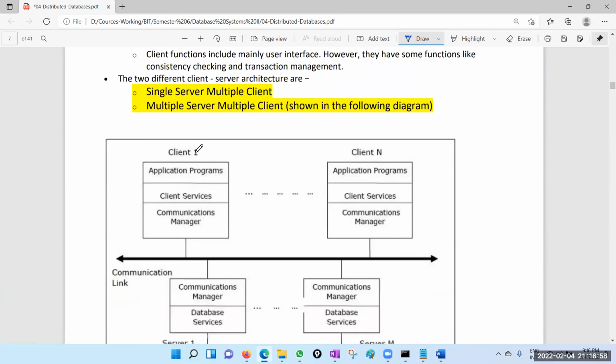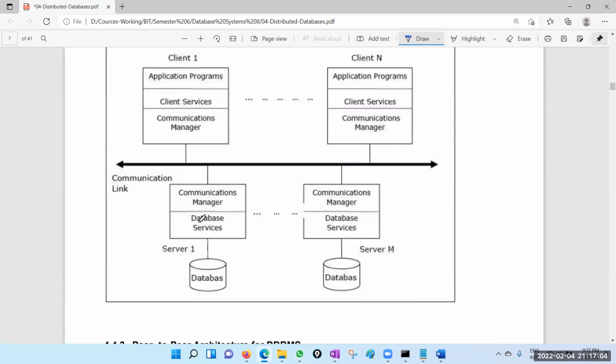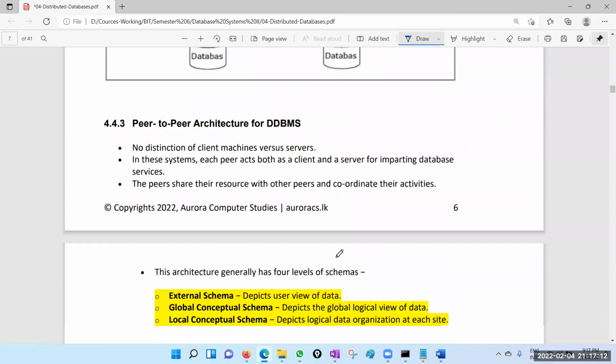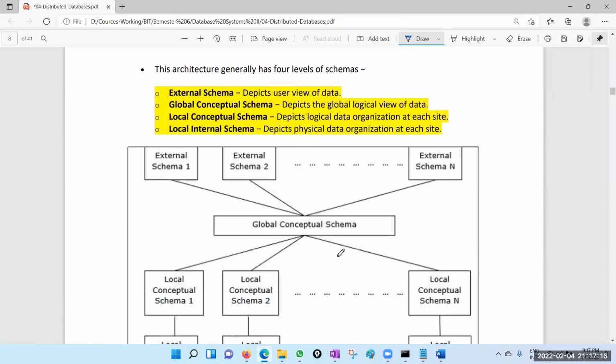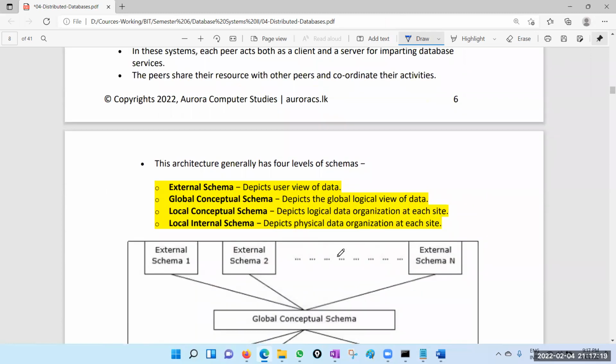Okay. So single server, multiple client means it's a centralized server. So this is decentralized server. It's not just one server. We have our server in different sites. Okay. Right. So this is how you look at the database, distributed database architecture.